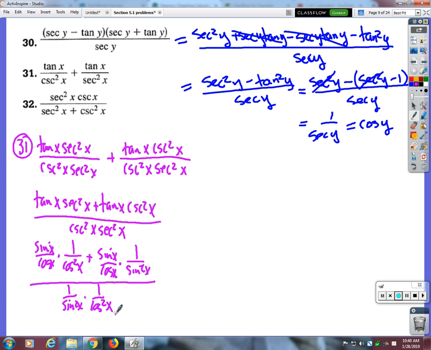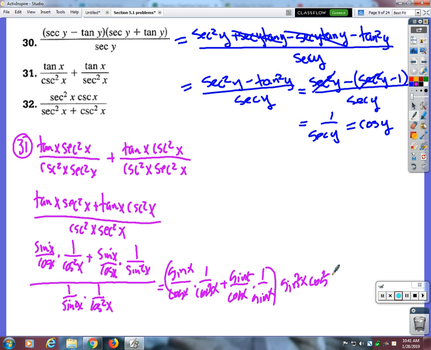No, it's going to work actually. Well, here's what I'm going to do next. Since I'm dividing by a fraction, I'm going to multiply by the reciprocal. Okay? So I'm going to take this top part, sine of x over cosine of x times 1 over cosine squared x plus sine of x over cosine of x times 1 over sine x. And I'm going to multiply that by sine squared x cosine squared x.